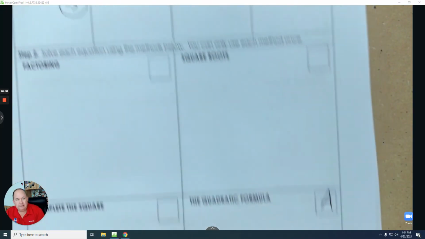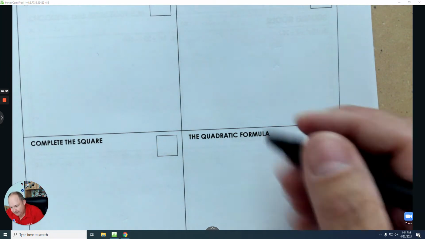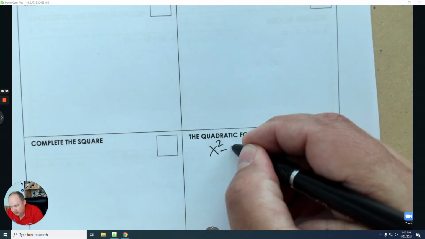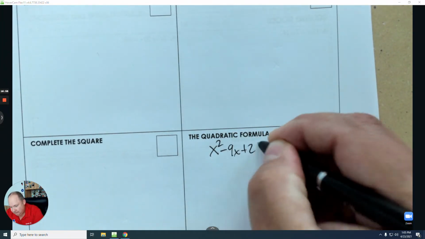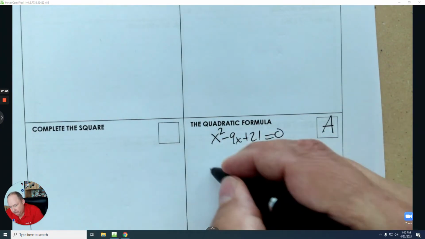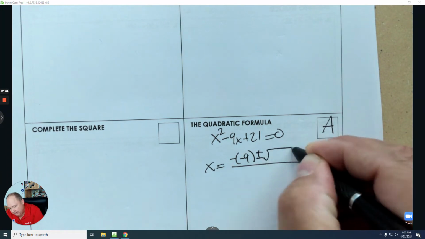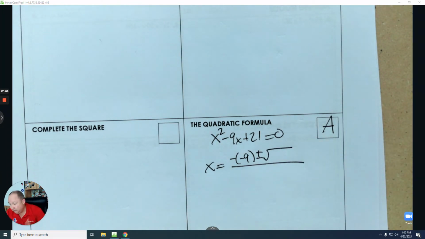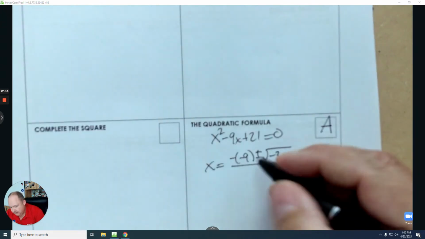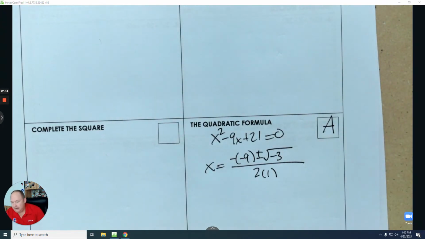So this is going to be equation A. The equation was, again, x squared minus 9x plus 21 equals 0. So the quadratic formula is -b plus or minus. Now we already did b squared minus 4ac. We said that answer is -3, so I'm not going to redo that work. And then the denominator is 2 times a, so that's 2 times 1.